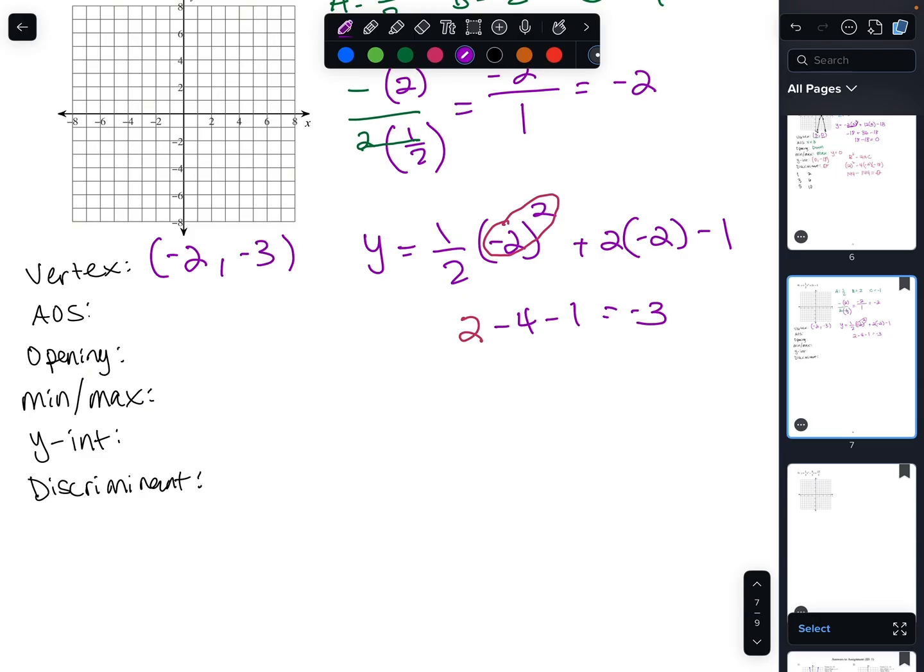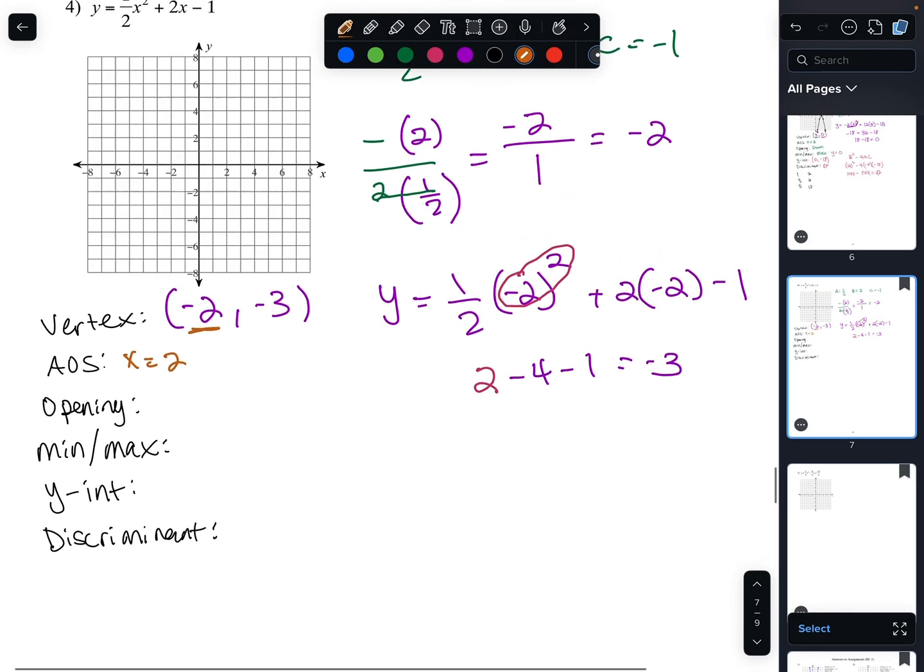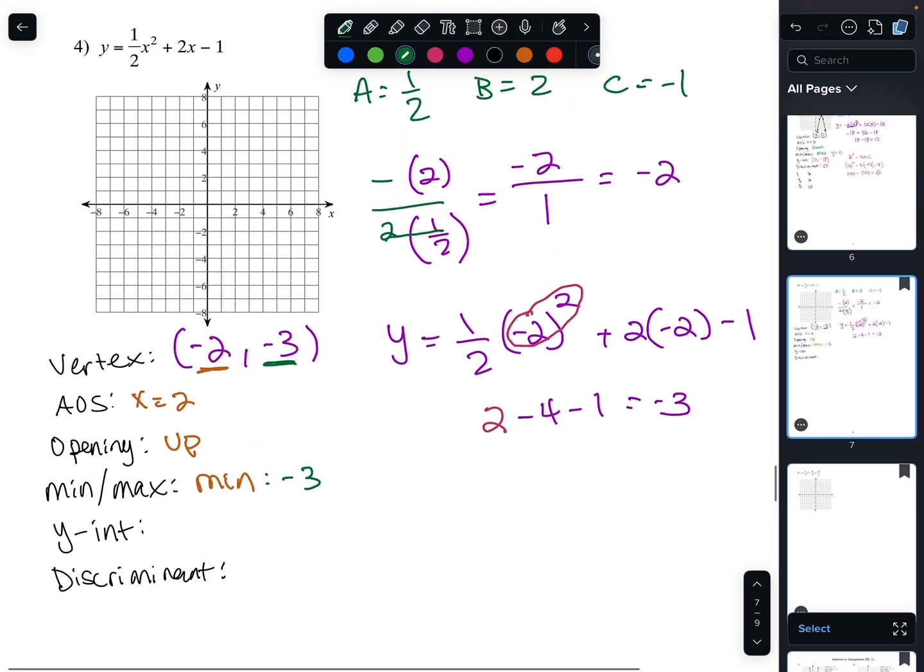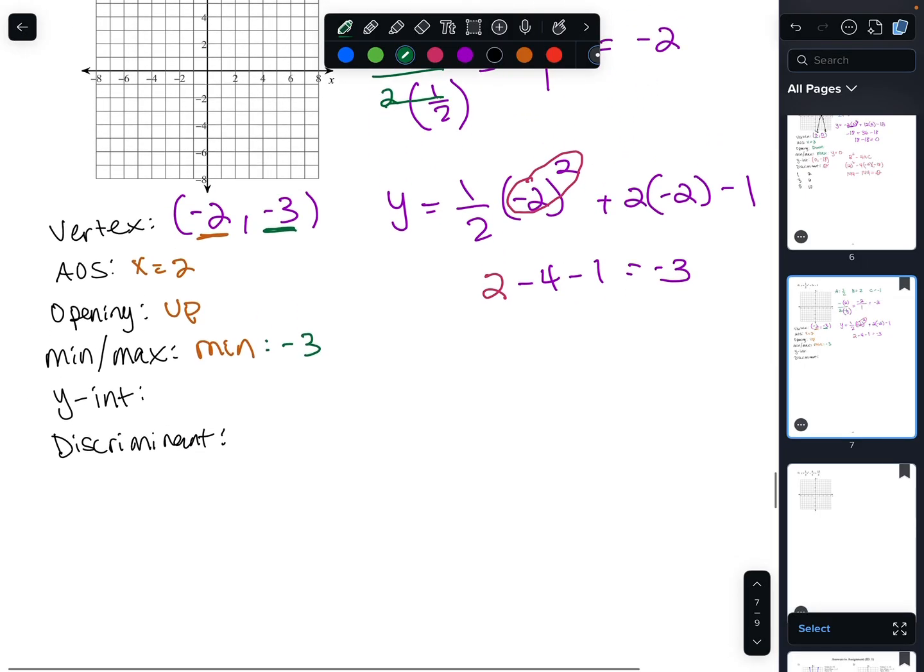With that being said, I can find my axis of symmetry and all that good stuff. My axis of symmetry is at x equals negative 2. That came from there. And this is a positive A, so this means it's going to open up, which means I have a minimum. But where's my minimum located? I get it from right here. My y-intercept should be at -1 if I do it right.